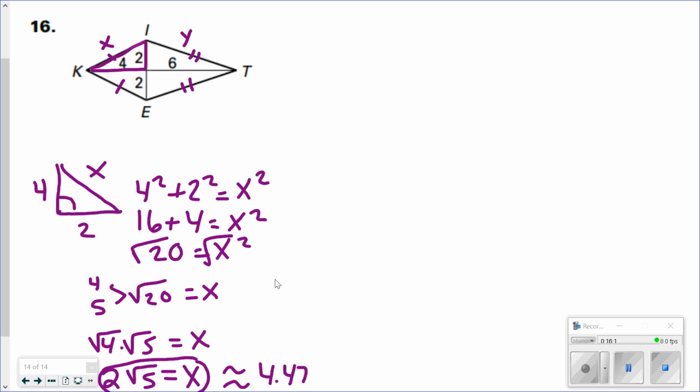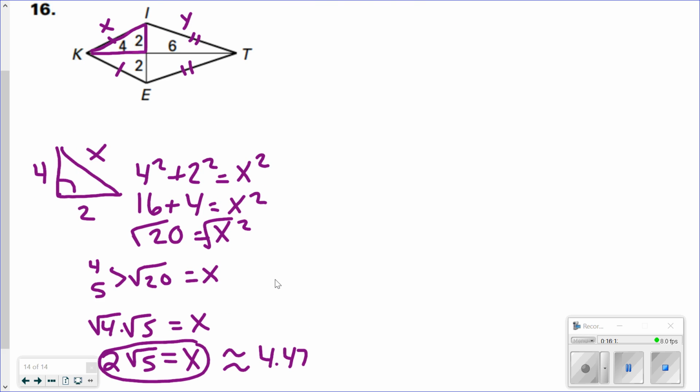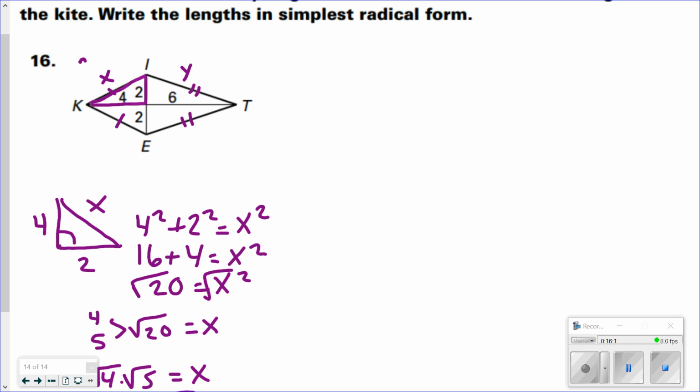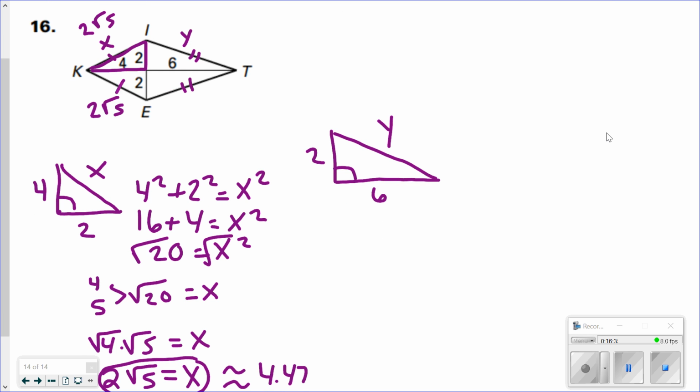All right, next, so now we know one side. We know that this side here is 2 radical 5. We also know that this side is 2 radical 5. Now let's solve for y. So once again, I have a right triangle, and I'll sketch this out. So we know this is 2, this is 6. I need to solve for y this time. So 2 squared plus 6 squared is equal to y squared.